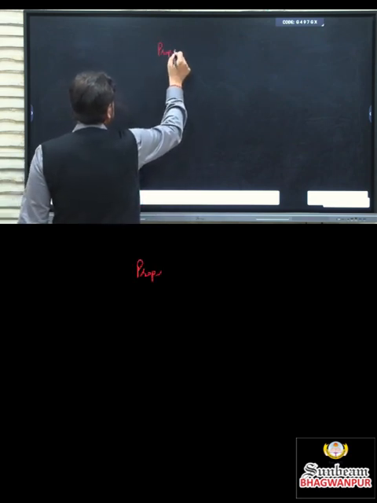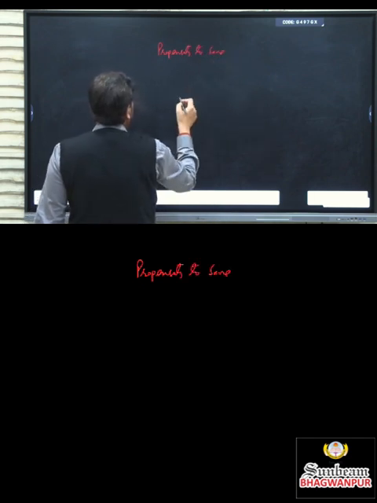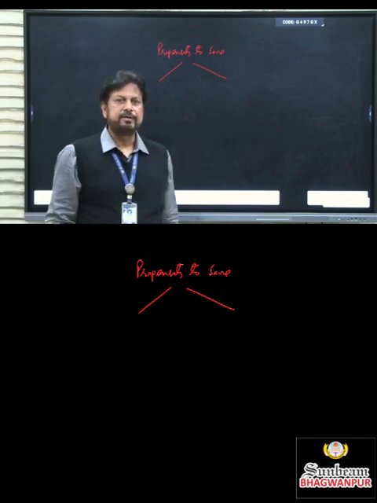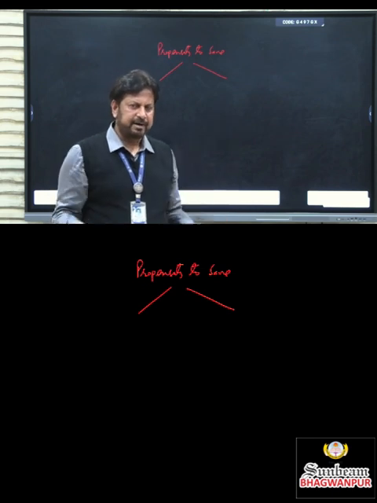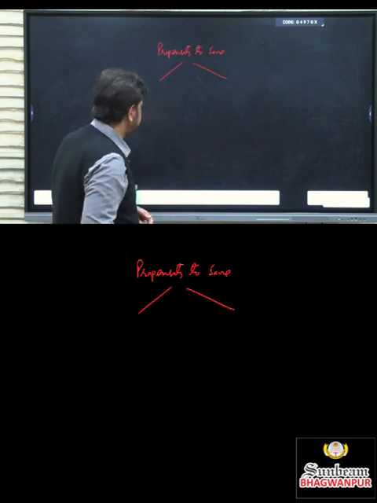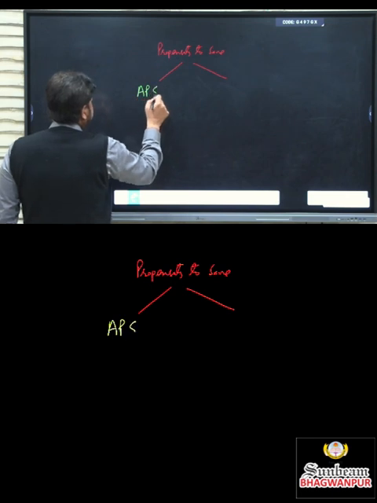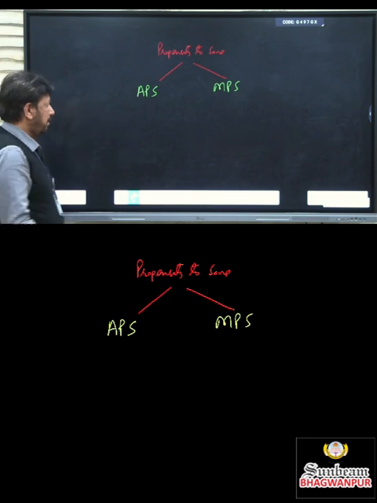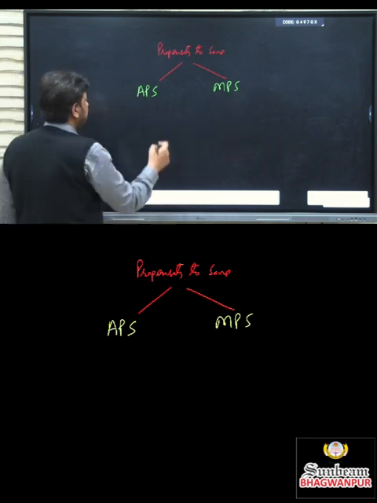Propensity to save. Now again, very similar to the concept of propensity to consume, that what part of income is used for consumption. Similarly, propensity to save, that what part of income is actually going to be saved. It is also of two types, APS and MPS. Average propensity to save and marginal propensity to save.